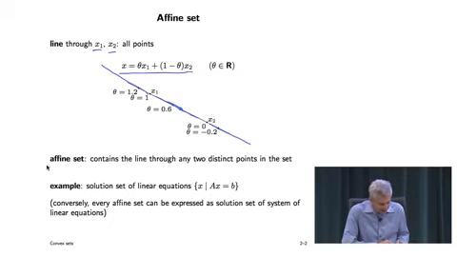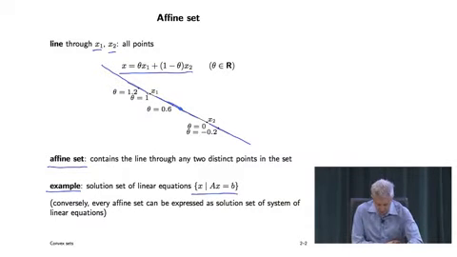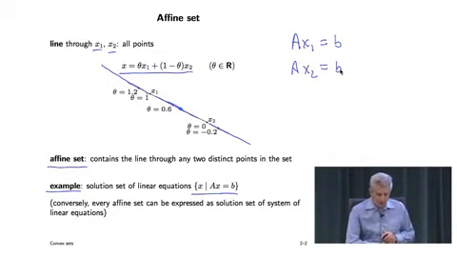Okay, now we define an affine set to be a set where if you have any two distinct points in the set, then the line that passes through them is contained entirely in the set. So that's an affine set. A very obvious example is the solution set of a set of linear equations. So if you have 2 different points that solve a set of linear equations, so I have Ax1 equals b, and I have Ax2 equals b, then the claim is that the line passing through x1 and x2 is also in this set, which means it satisfies this equality.